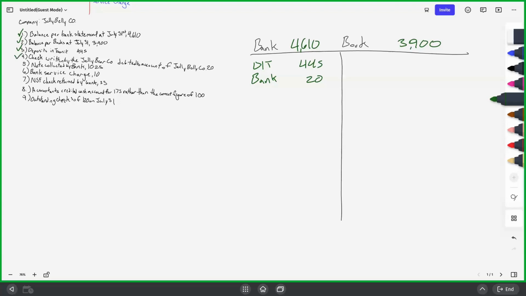Note collected by bank. Bank or book? It goes to the book. Add or subtract? $1,000. All right. Bank service charge. Bank or book? Add or subtract? Subtract.